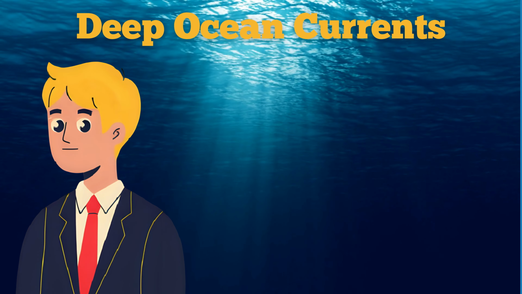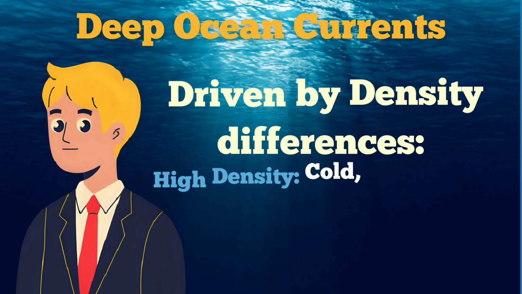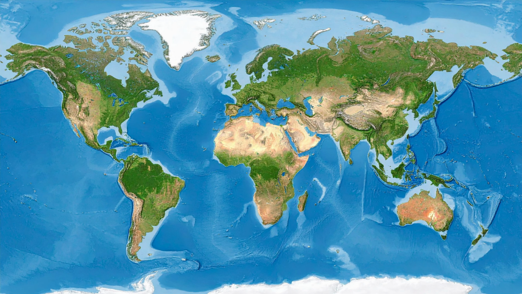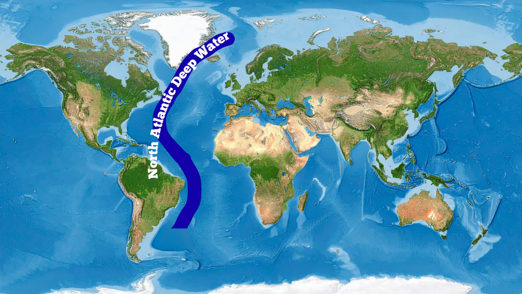Whereas deep ocean currents are driven by density differences, which are driven by temperature and salinity differences. Salinity is the measure of how much salt is dissolved in water. Deep ocean currents begin near the poles. In the north, there is the North Atlantic deep water which forms in the Labrador and Greenland seas. In the south, the Antarctic bottom water forms near Antarctica.